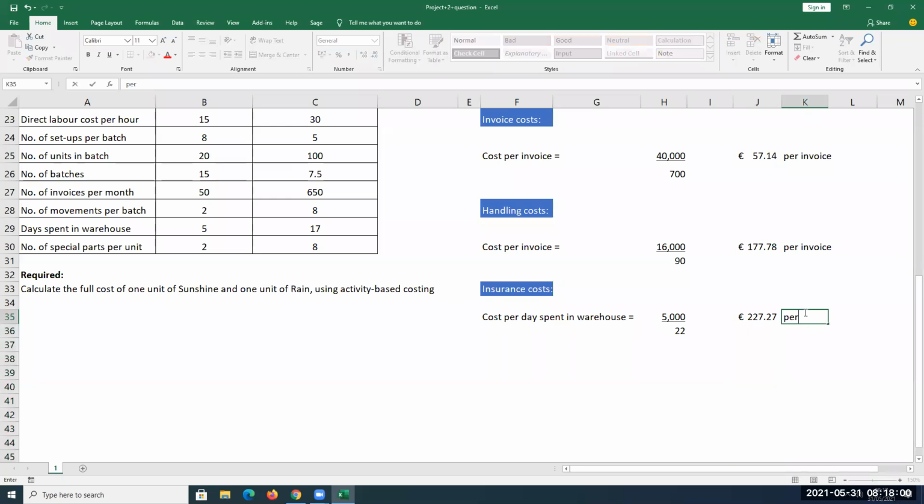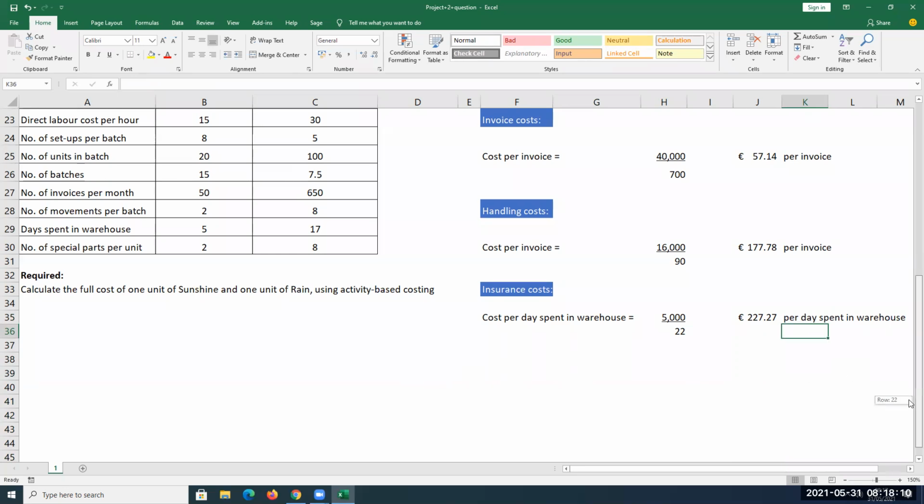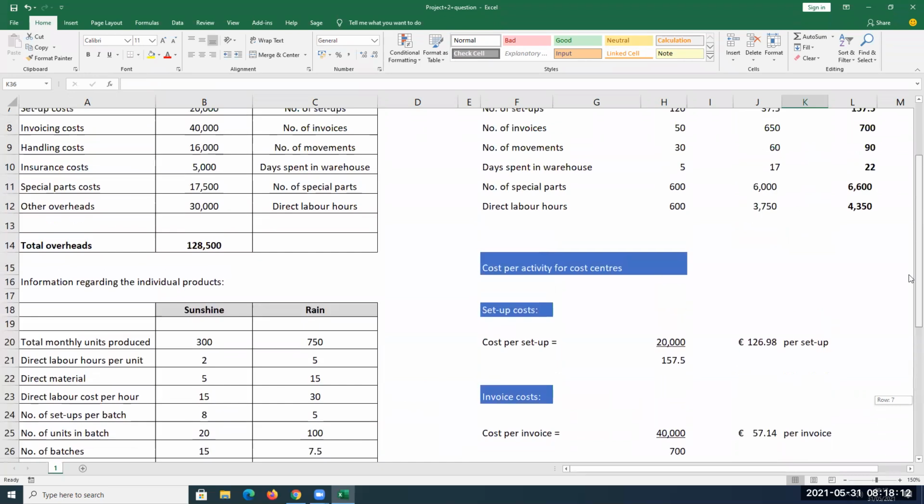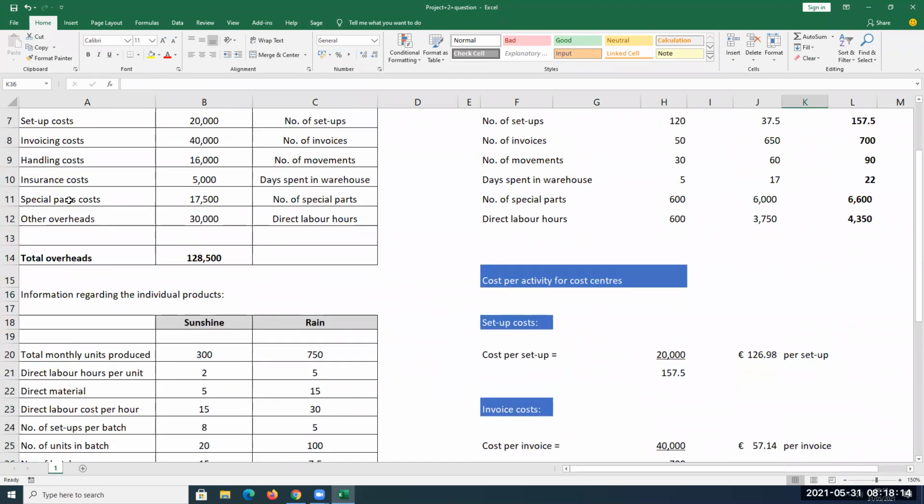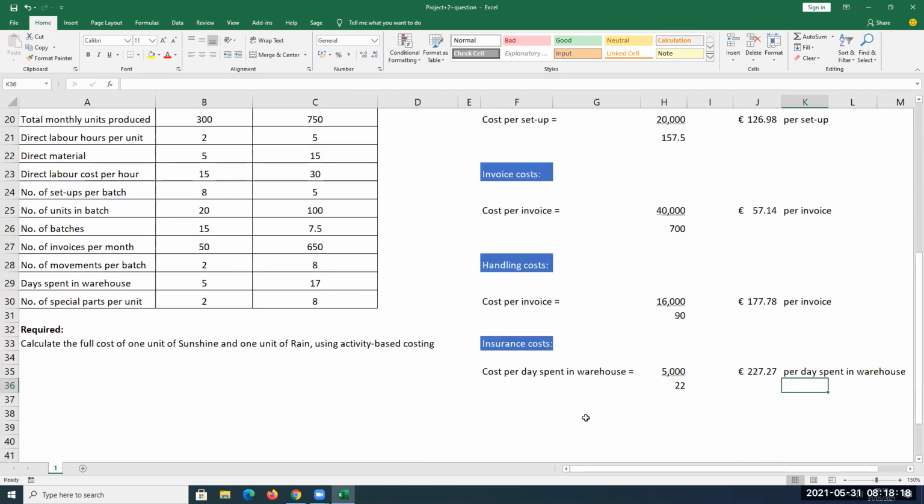So per day spent in warehouse. Okay. So insurance cost is done now. Now there are two more: special parts cost and overheads. Special parts cost.